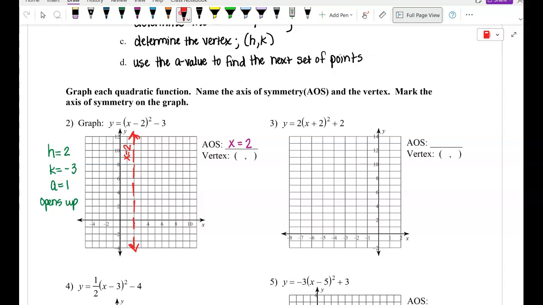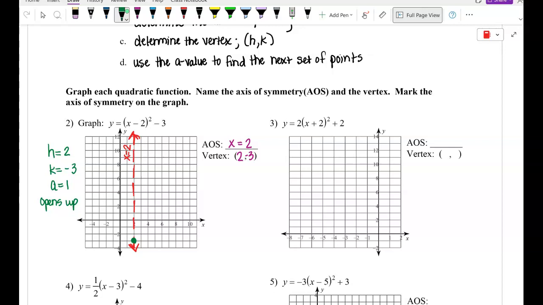That's the line that tells me that my vertex has to be on that line. And it's the line that divides my parabola into 2 equal halves. I have to have mirroring points on each side of that line. So what is my vertex here? 2, -3. It's just my h and my k brought together as my vertex. So I go to graph 2, -3, and again, I know it should be on my axis of symmetry because my axis of symmetry goes right through my vertex.